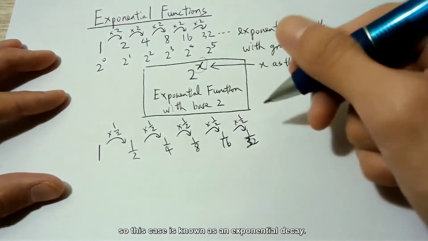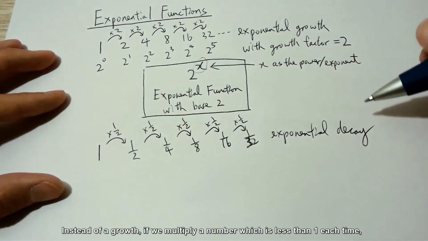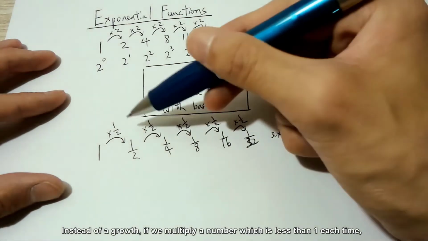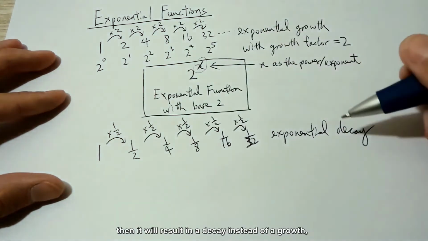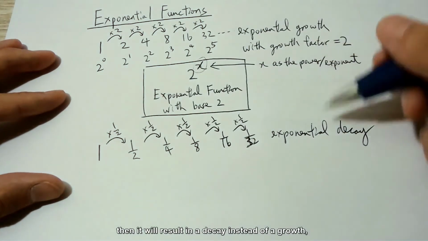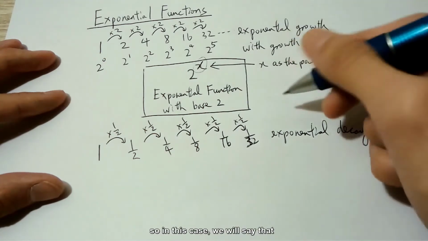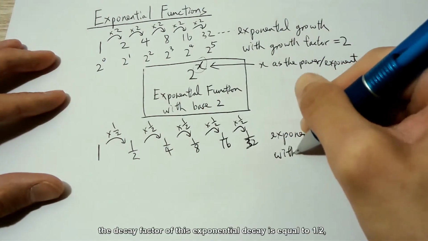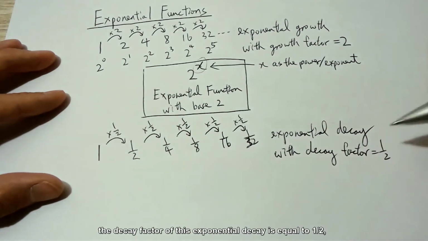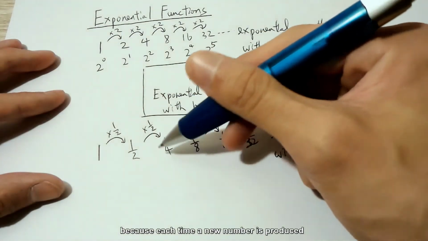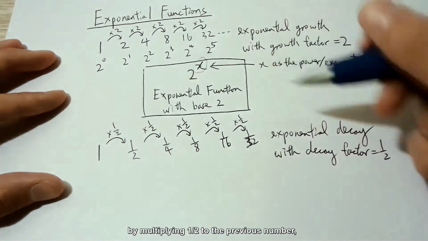So this case is known as an exponential decay. Instead of a growth, if we multiply by a number which is less than 1 each time, then it will result in a decay instead of a growth. So in this case, we will say that the decay factor of this exponential decay is equal to half, because each time a new number is produced by multiplying half to the previous number.